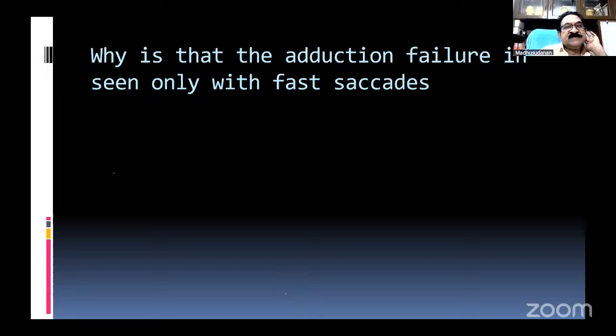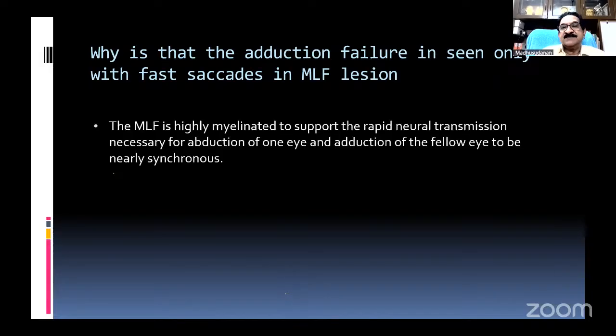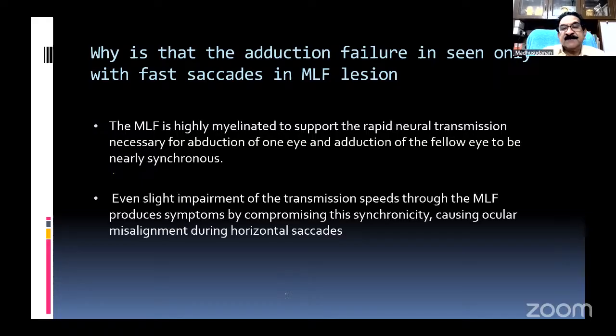Okay. Why is the adduction failure seen only in fast saccades in MLF lesion? MLF is highly myelinated to support the rapid neural transmission necessary for abduction of one eye and adduction of the fellow eye to be nearly synchronous. Mild delay means diplopia will become manifest. Even slight impairment of transmission speed through the MLF produces symptoms by compromising this synchronicity, causing ocular misalignment during horizontal saccades. Because MS, as you know, is a demyelinating disease, affecting the heavily myelinated tract first. A mild degree of demyelination in the MLF will become manifest.